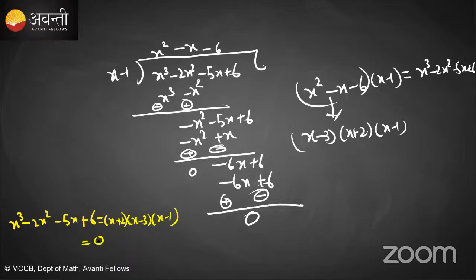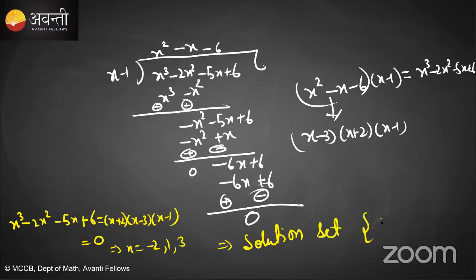So what will be its roots? x is equal to minus 2, 1 and 3, right? So it implies, what will the solution set be then? The solution set is 1, minus 2, 3, right? So this is the answer.